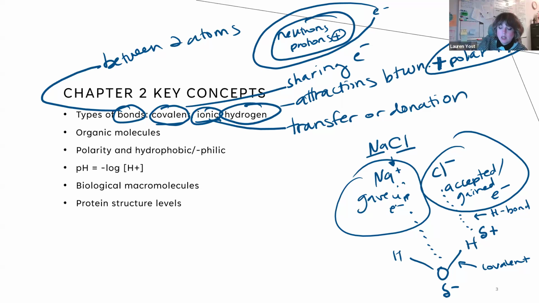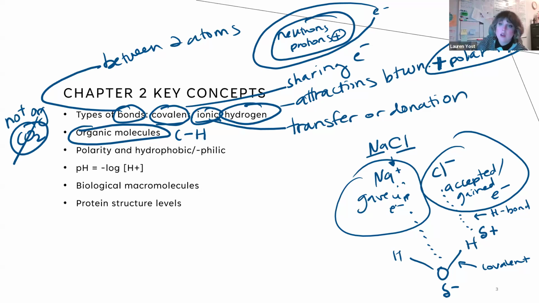Okay. All right. Next, we talked about organic molecules. Organic molecules must have a carbon that is bound to a hydrogen. It is not enough to have carbon in it. For example, carbon dioxide. There's no hydrogen bound to the carbon. It is not organic. Must have hydrogens bound to the carbons for them to be organic. So things like sugars, we have hydrogens bound to the carbons. We'll get into the sugars in a little bit when we talk about our biological macromolecules.